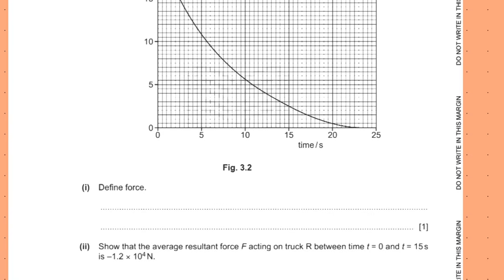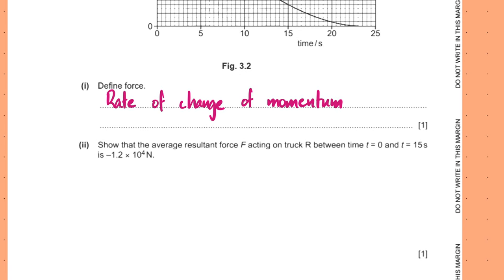Then it says in part 1, define force. So force is defined as the rate of change of momentum. Next part, show that the average resultant force between 0 and 15 is negative 1.2 into 10 to the 4.